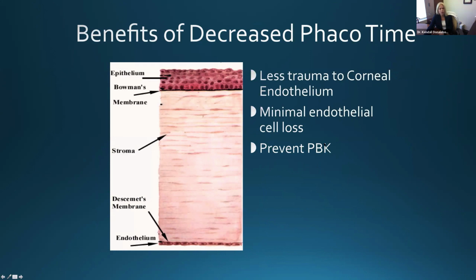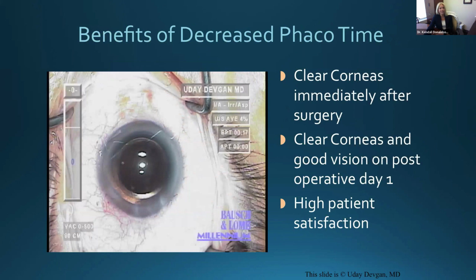This will cause less trauma to the corneal endothelium, minimize endothelial cell loss, and prevent pseudophakic bullous keratopathy, giving the patient the best vision as quickly as possible after cataract surgery, which is what patients expect these days. They really want to see well right away. Okay, so patients want their cornea to be clear as early as post-op day 1.